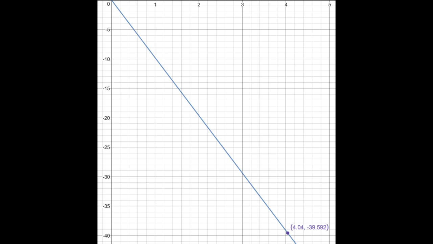This is proven through the illustration of the derivative equation, which is equal to negative 9.8t. When t is equal to 4.04, it falls perfectly on the line at a height of negative 39.592, meaning the impact velocity is 39.592 meters per second downwards.